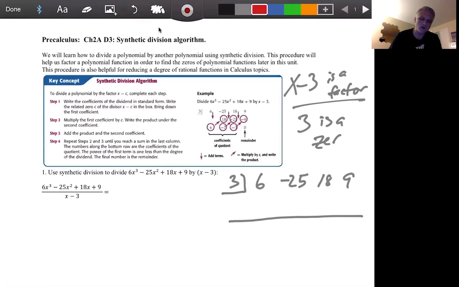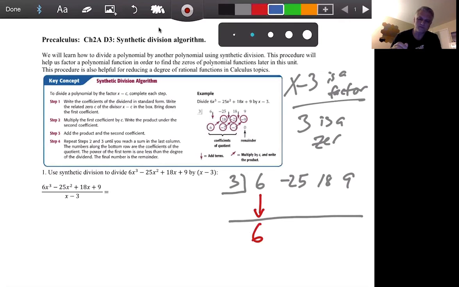And now we are going to bring down the first coefficient. So that means we're going to take the 6, and bring it straight down. Now, step 2, we multiply that first coefficient by our 0. So 3 times 6, right? And we get positive 18. Okay, notice that's what they have right there.